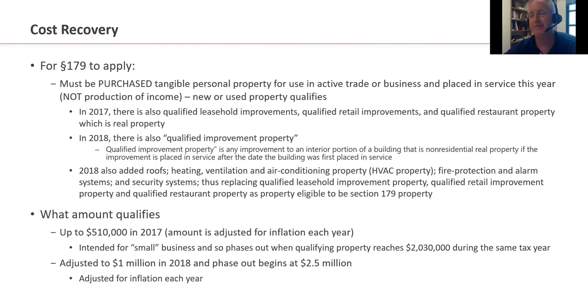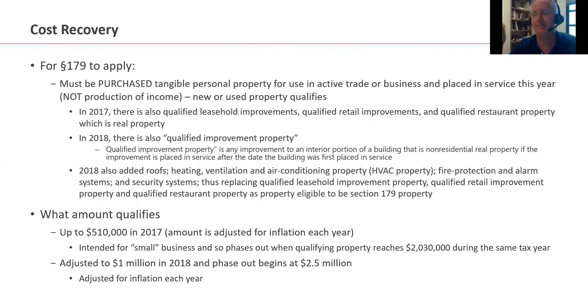So if I spend $2,030,001, am I eligible for nothing? No, there's a phase out. We're going to do this phase out in a second, but it's a dollar for dollar phase out. So if I went above $2,030,000 by a dollar, $510,000 just became $509,999. So all those limits were blown away.